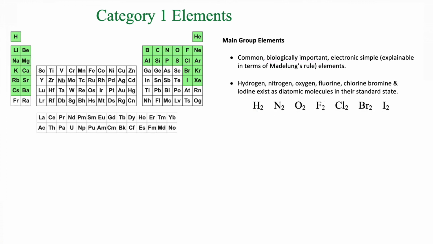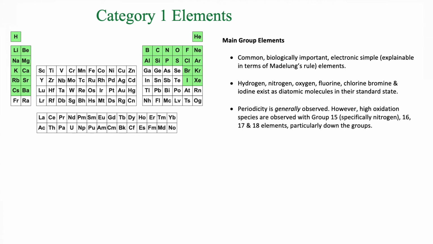It must always be remembered that hydrogen, nitrogen, oxygen, fluorine, chlorine, bromine and iodine exist as diatomic molecules in their standard state, and there's the issue that the term, say, oxygen may be referring to the atom or the diatomic molecule. Periodicity is generally observed, however higher oxidation state species are observed with group 15, specifically nitrogen, group 16, 17 and 18 elements, particularly down the groups.